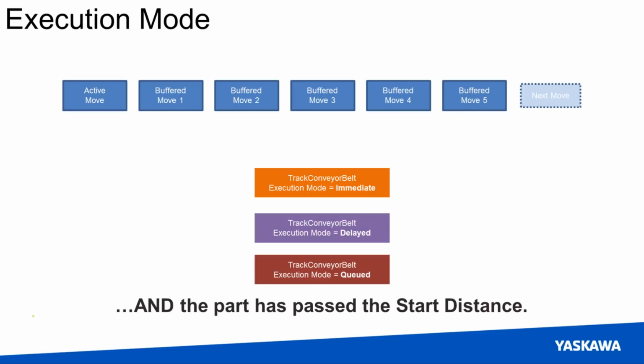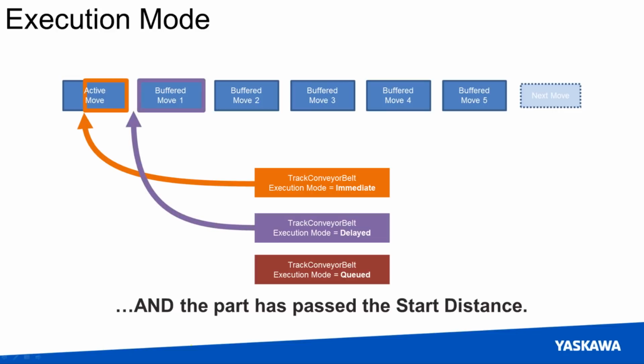In this particular case, what I'm showing at the top is that we have a move that's executing right now, and we have a bunch of other moves that have already been buffered. What this is going to then show us is, depending on which one of these situations we call MC Track Conveyor Belt, when is it actually going to become active? Not surprisingly, if I call MC Track Conveyor Belt with immediate execution, it's going to become effective immediately. So if I'm in the middle of this active move and I say MC Track Conveyor Belt execute with immediate execution mode, it's going to start immediately.